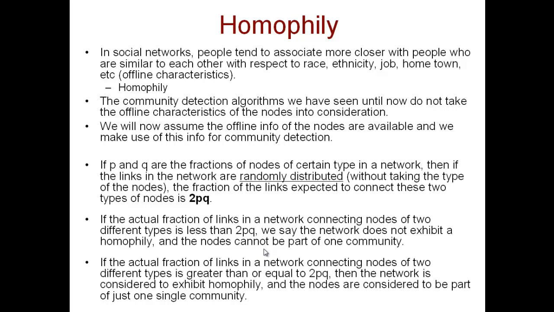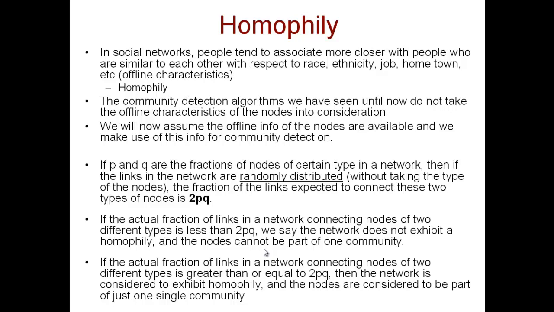If P and Q are the fractions of the nodes of certain types in a network, say boys and girls in a social network, then if the links in the network are to be randomly distributed without taking the types of the nodes into consideration, then the fraction of the links expected to connect these two sets of nodes is 2PQ. Now, this is the expected fraction.